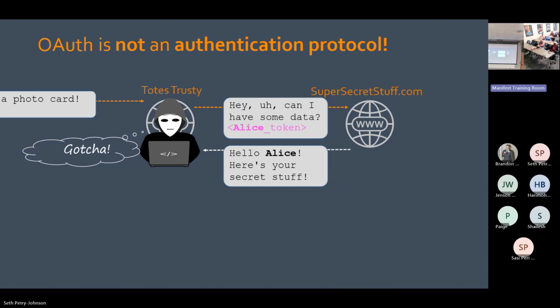So neither of those two sites has any more access to her Facebook data than she authorized. Her Facebook data is secure. The problem is that a token granted here, Totes Trustworthy, was allowed to be used on a different site. And if that other site uses that token as authentication, it's allowed someone to come in who's not been proven to be Alice.